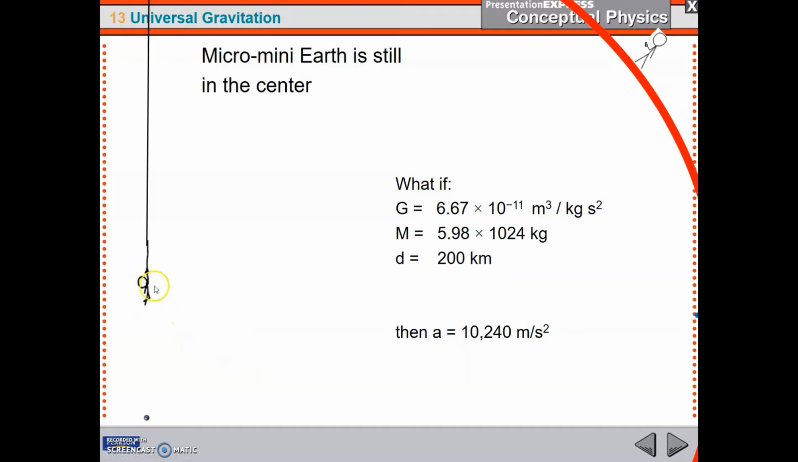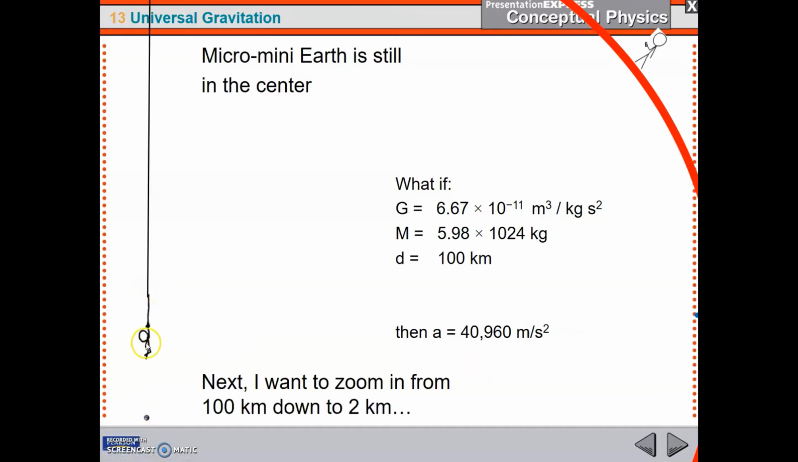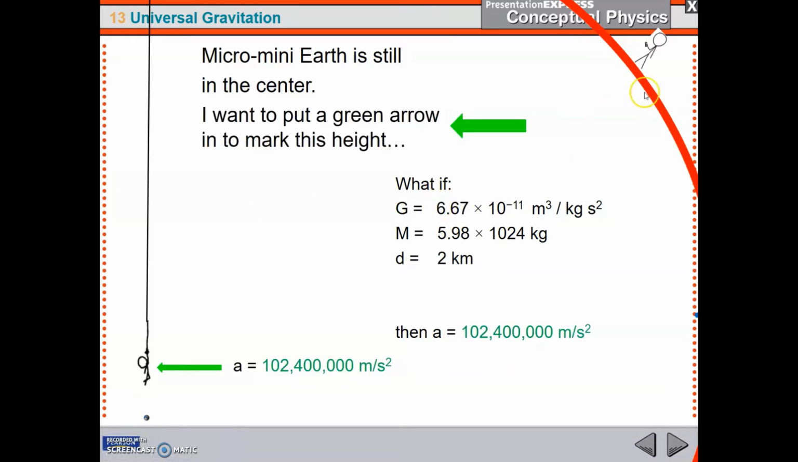But you know what? We're going to send Chad even closer. So there he is 200 kilometers away. Now he's 100 kilometers away. And now his acceleration is 40,000, call it 41,000 meters per second squared. Now, this is 100 kilometers away. That's a lot of distance. But now I want to zoom in from 100 kilometers down to 2 kilometers. So I'm going to have to magnify this picture again. Okay, you ready? Well, the Earth is bigger.